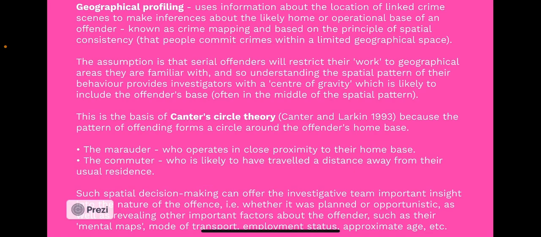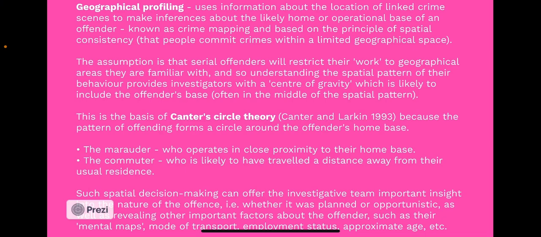Then another aspect of this is geographical profiling, and this uses information about the location of crime scenes to infer the home or operational base of an offender. It's known as crime mapping, and it's based on this idea of spatial consistency, so the idea that people commit crimes within a limited geographical space. The assumption is that serial offenders will restrict their work to geographical areas that they're familiar with, so understanding the pattern of their behaviour provides us with a centre of gravity which is likely to include their base, which is often the middle of the spatial pattern.